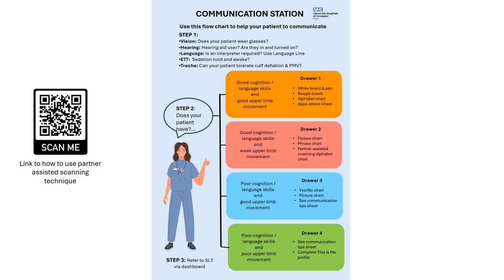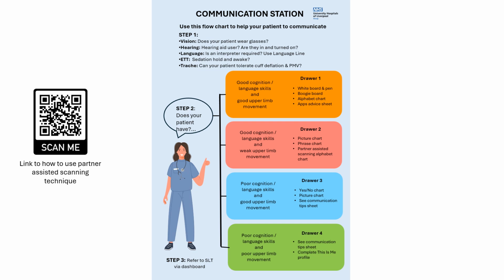For instance, if your patient has good cognition and language and good upper limb function, go to drawer 1. Here you'll find whiteboards and pens, boogie boards, and information sheets about free apps that patients or their families can download onto their own devices.